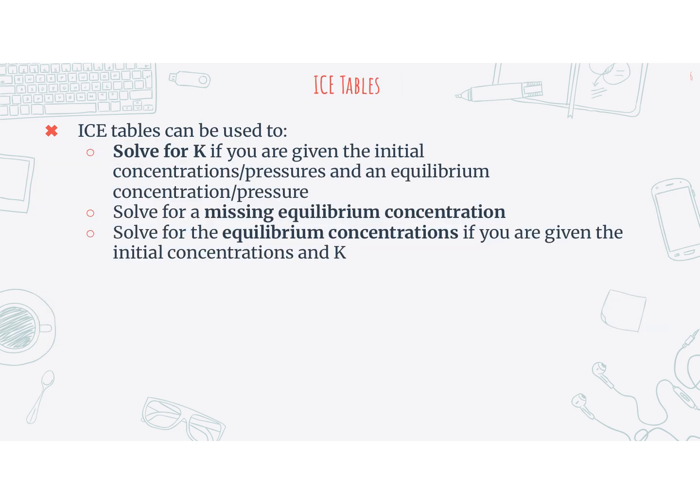And so there's a few different cases where you use ICE or RICE tables. One is if you're trying to solve for K and you're given the initial concentrations or pressures and one equilibrium concentration or pressure, but you're not given all the information. The other one is if you're trying to find the missing equilibrium concentration, you can use a RICE table. Also, if you want to find the equilibrium concentration, but you're given initial concentrations and K. All of these are pretty useful cases to employ RICE tables.